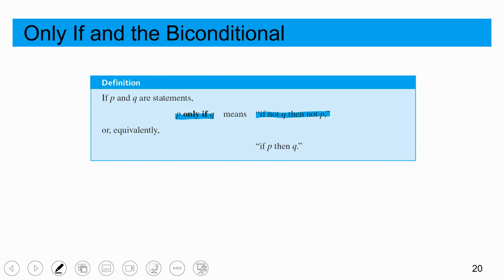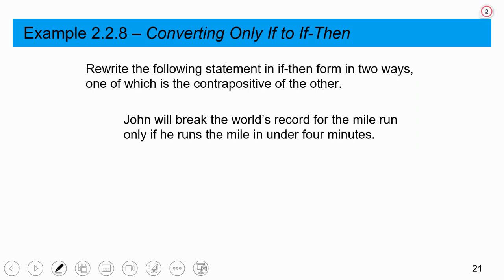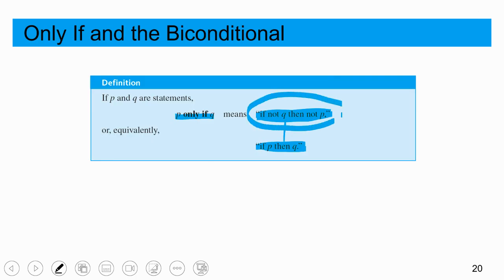Now, the contrapositive of this conditional statement is simply if P, then Q, which is why these are logically equivalent. So again, I encourage you to kind of pause and think about that for just a second. And here we can try it with an example. It says, rewrite the following if-then form in two ways, one of which is the contrapositive of the other. So they're wanting you to use this method and this method. Okay, so P only if Q means if not Q, then not P.